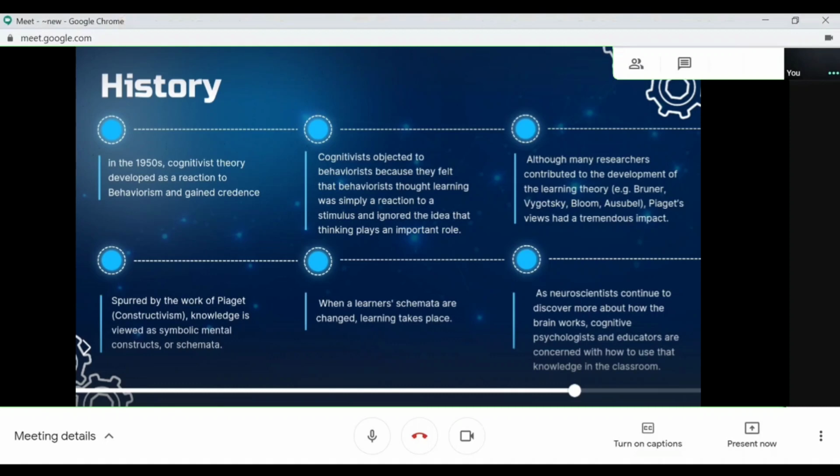Spurred by the work of Piaget, constructivism, knowledge is viewed as symbolic mental constructs or schemata. And when a learner's schemata are changed, learning takes place. And lastly, as neuroscientists continue to discover more about how the brain works, cognitive psychologists and educators are concerned with how to use that knowledge in the classroom.